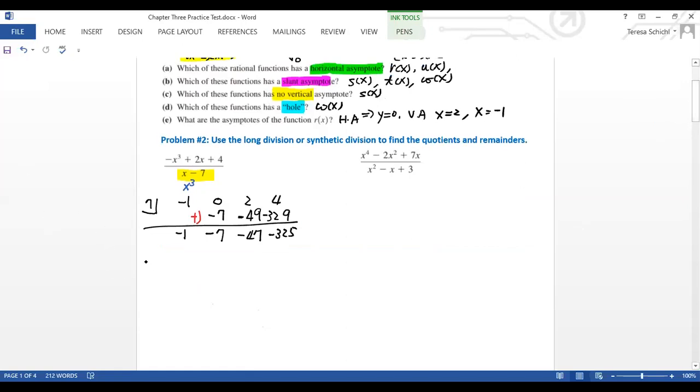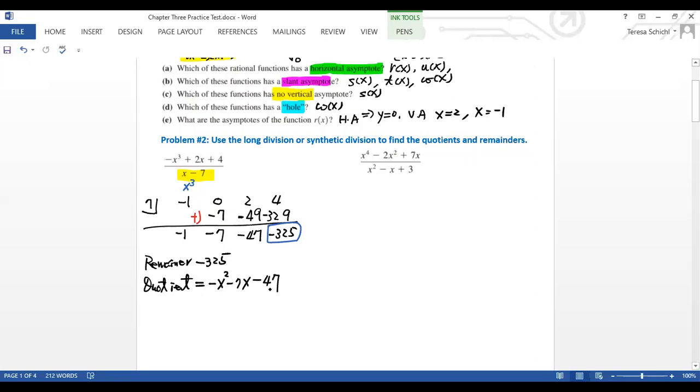Okay, so the remainder is the last value, right? So the remainder is negative 325. And the quotient, because this started at x cubed, I drop one off. So this will be negative x squared minus 7x minus 47.